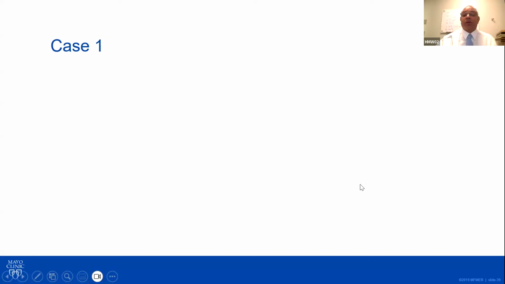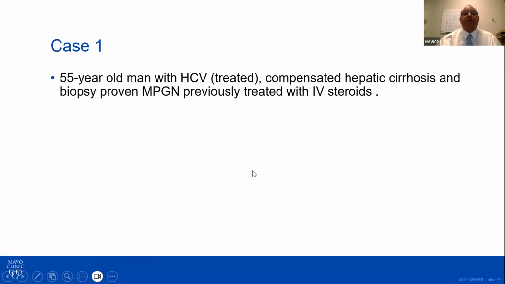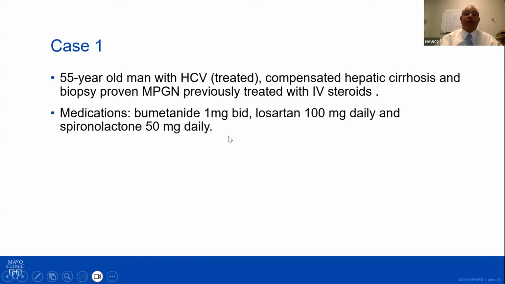So now the last part of the talk is about case presentations. Again, some of this I made up, some of it I copied from publications, some of it are real cases I saw myself. So case one is a 55-year-old gentleman who had hepatitis C that was treated, and the hepatitis C gave him hepatic cirrhosis, but the cirrhosis was compensated. It means that he's not having much ascites. But because of the hepatitis C, he had MPGN. With the treatment of the hepatitis C, we were able to give him some IV steroids, and the MPGN kind of went into remission.